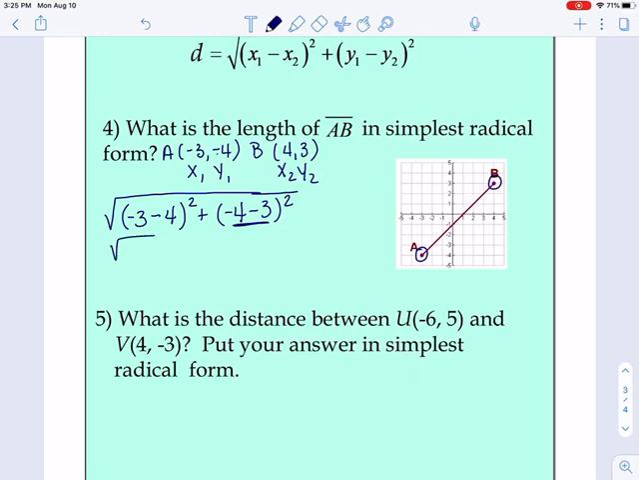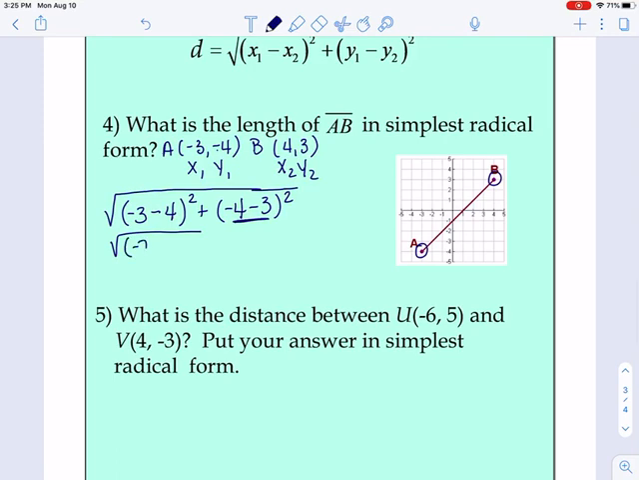Okay, so -3 minus 4 is going to give me an answer of -7. So I'm going to have -7 squared plus, and when I go to the other side, -4 minus 3 is also -7. It is not -1. And again, make sure you bring down those squareds. And again, when I square them, I'm going to get positive answers. So 7 squared is 49.